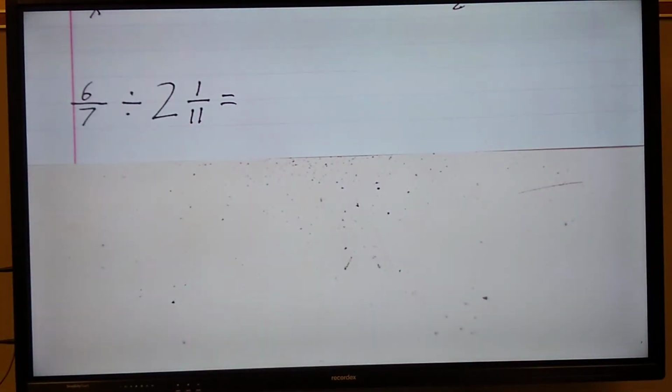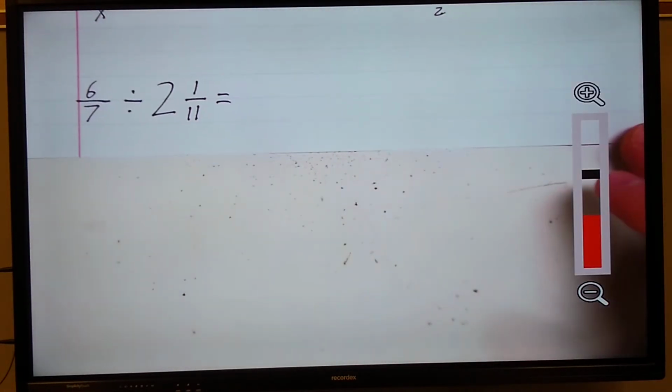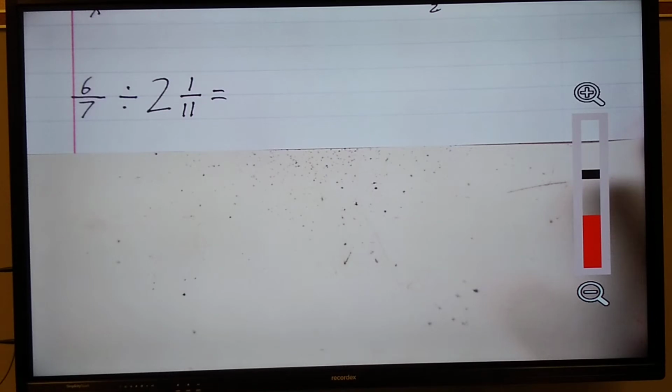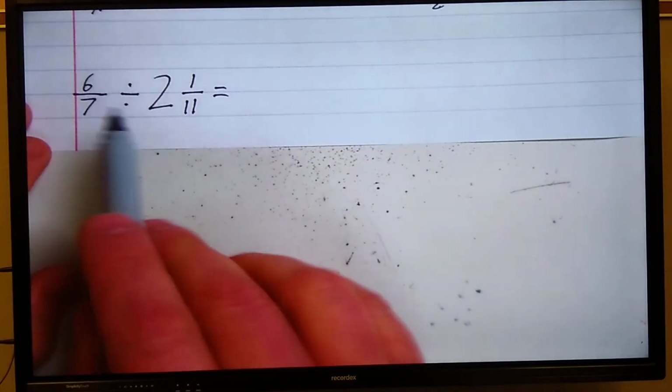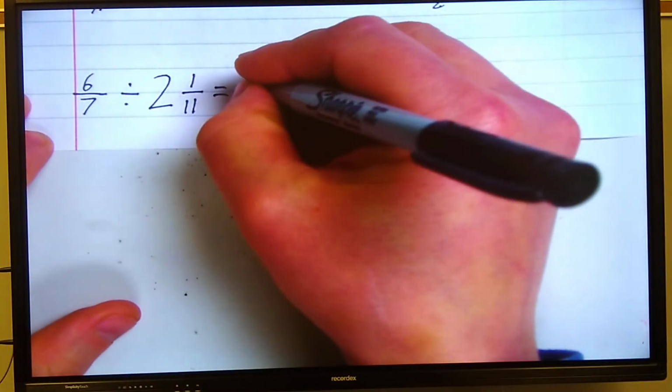6/7 divided by 2 and 1/11. Solve that problem now. This time your mixed number is your divisor. Do that now. Pause video. All right, let's see how awesome you did. 6/7 is my dividend. It will stay the same.